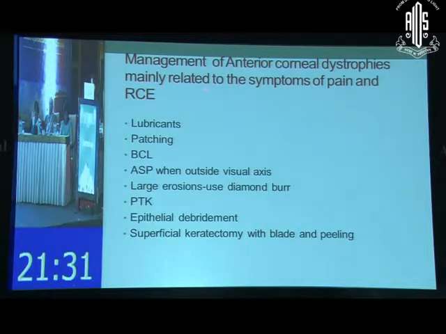The golden rule for management of anterior corneal dystrophies is basically related to the symptoms of pain, because as we know, the recurrent corneal erosion patient usually comes to you getting up in the morning with very, very severe pain and lid swelling. The treatment is aimed at the management of these RCE features, which could be lubricants, could be patching, use of a bandage contact lens. If you find the lesion is outside the visual axis, do anterior stromal puncture, and if it is in the central area, do a PTK. Other options available are epithelial debridement or superficial keratectomy. So they can be managed with all these things, provided you know what you are dealing with.